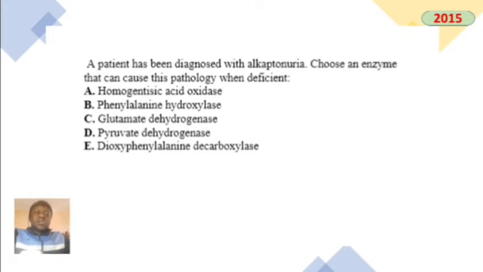A patient has been diagnosed with alkaptonuria. Choose the enzyme that can cause this pathology. So in the previous video, I told you about this enzyme. Homogentisate oxidase, or they can say homogentisic acid oxidase. Okay, you can just change the names like that. Sorry about my pronunciation on this one.